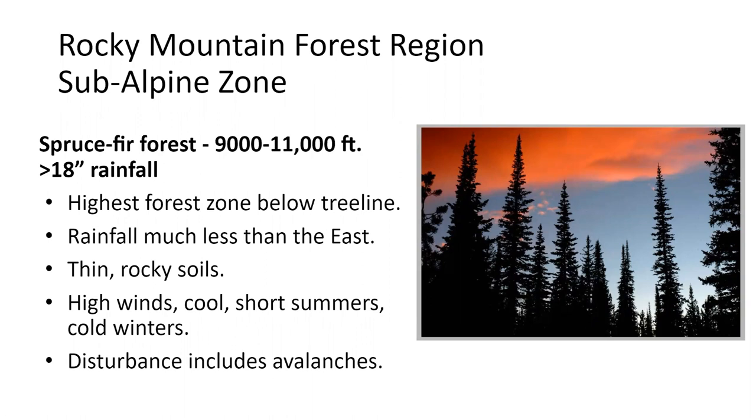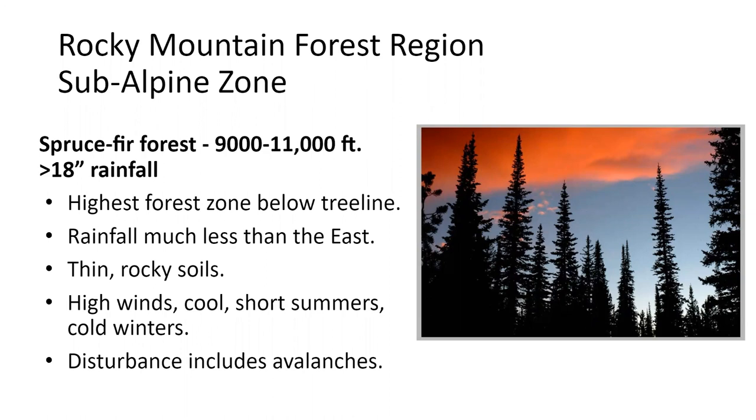Of course, in the southeast, our spruce fir forest occurs between 5,000 and 6,500 feet. So it's kind of funny to think about being so much taller now in the Rocky Mountains. Overall, the rainfall is a lot less than the east, and that's an important key difference between these spruce fir forest types. The soil is thin and rocky, that's no surprise.